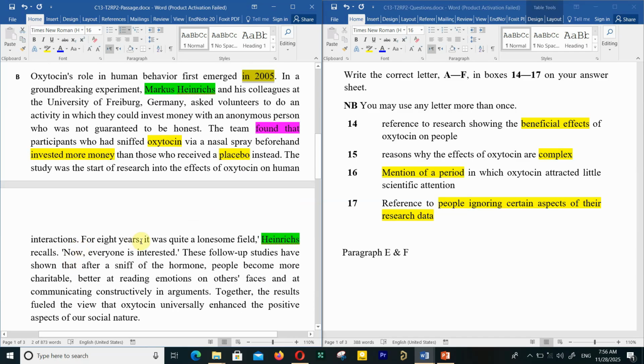For 8 years, it was quite a lonesome field, which means it is less attractive. Harris recalls, now everyone is interested. These follow-up studies have shown that after a sniff of the hormone, people become more charitable, better at reading emotions, and so on. So this is the right answer for this question, paragraph B.